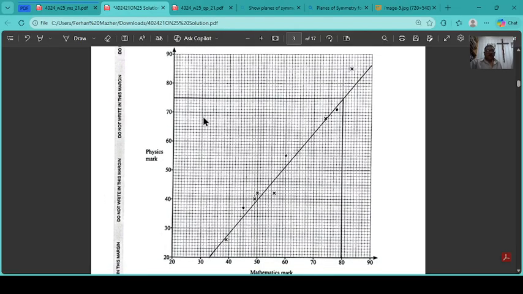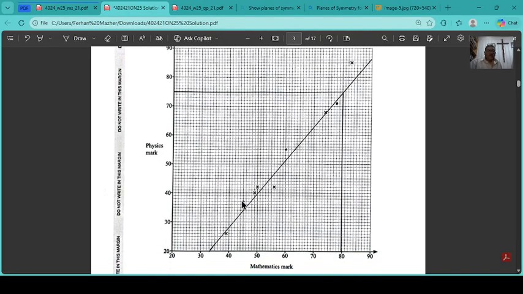Okay, so here we have this dot, then this dot and this dot. These 3 points I have plotted: 60 comma 55, this is the point, and 45 comma 37, this is the point, and 78 comma 70, 78 comma 71, and this is that point. So I plotted them. Then he says on the grid, draw a line of best fit.